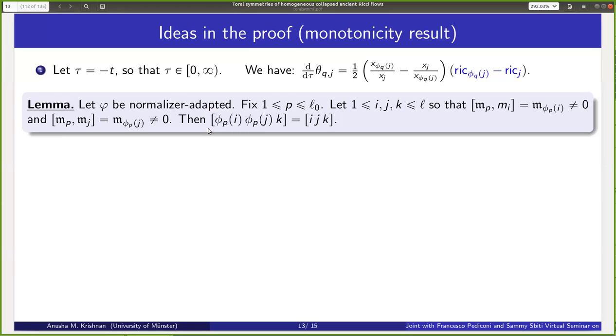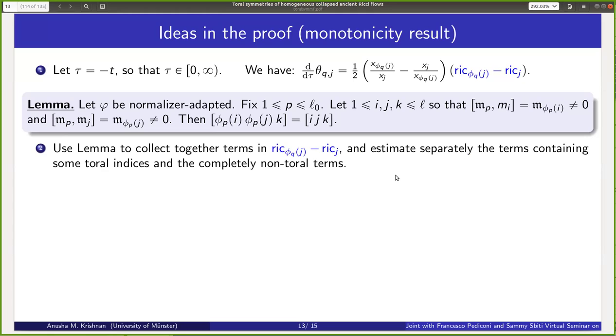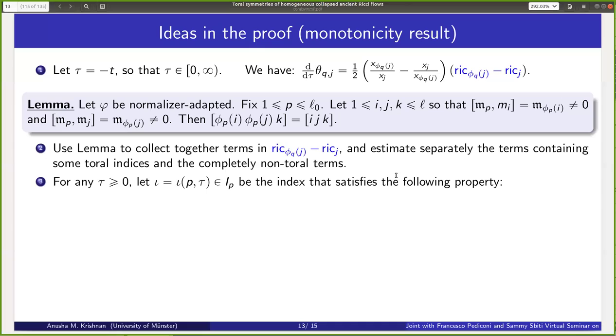And recall, these bracket constants appeared in the expression for the Ricci eigenvalues. And so as a result of this lemma, we can use this lemma to collect together the terms in the difference of these Ricci eigenvalues. And then we estimate separately the terms that contain some toral indices and the completely non-toral terms. So yeah, there are some technical estimates there I don't want to mention, but just say this is the idea. And now I will mention the key estimate that is our monotonicity result.